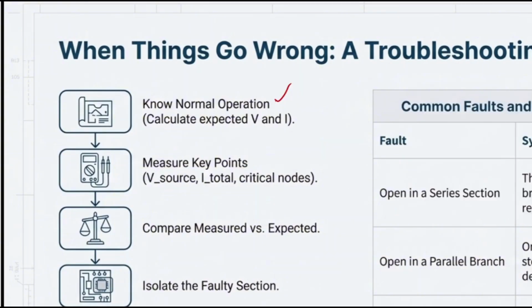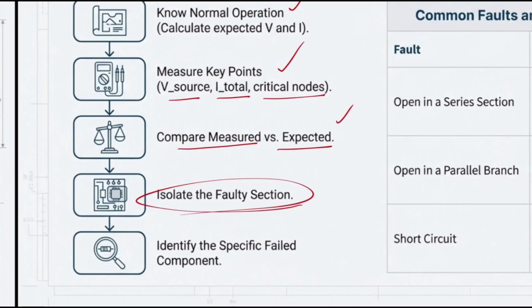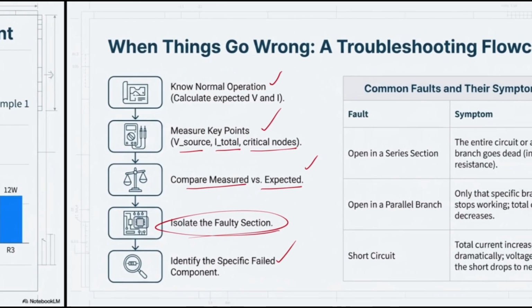easily. Then you have to measure the key points like the V source, the I total, and your critical nodes. This is going to help you understand what's going on, and you can compare the measured with the expected, and somehow you get some clue about what is happening. Isolate the faulty section. That's why I'm telling you to try to use grouping, because at that point you can start from the small group, then apply it to the bigger group, and in the middle you can find some problem. And finally you can find specific failed components.